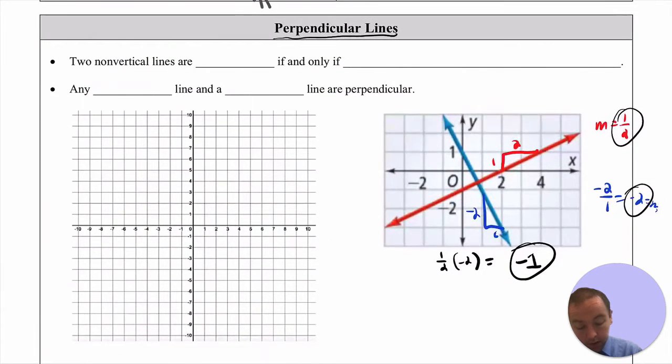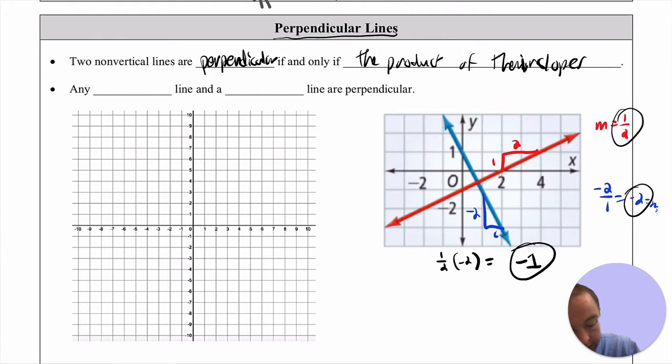So we can summarize that by saying that any two non-vertical lines are going to be perpendicular, so intersect at a 90-degree angle, if and only if the product of their slopes is -1. Okay, there will be another way that I'll explain that in just a little bit, but for right now we'll hang on to that definition.